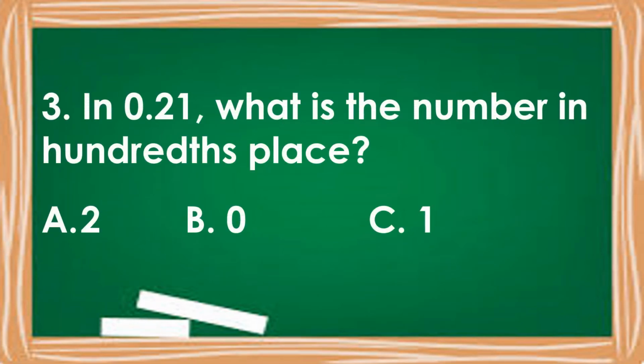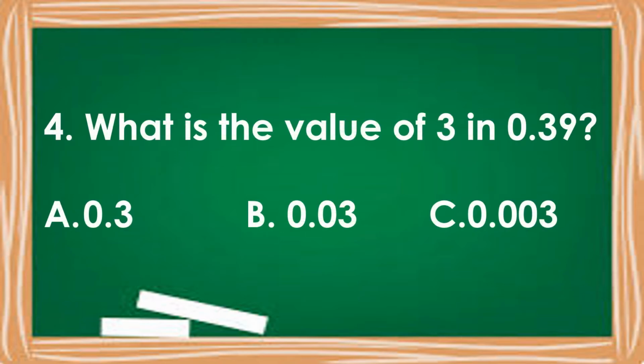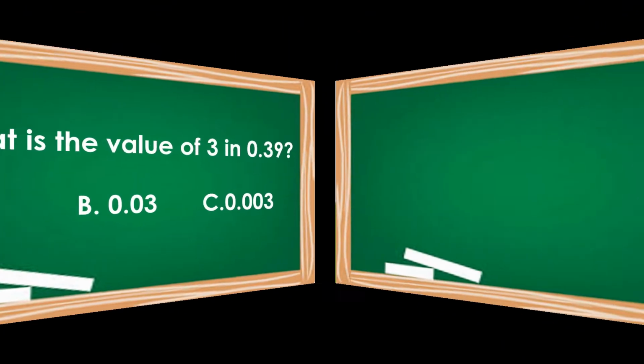Number 3. In 21 hundredths, what is the number in the hundredths place? A 2, B 0, C 1. Okay, the answer is letter C, 1. Number 4. What is the value of 3 in 39 hundredths? A. 3 tenths, B. 3 hundredths, C. 3 thousandths. Letter A. It's 3 tenths.